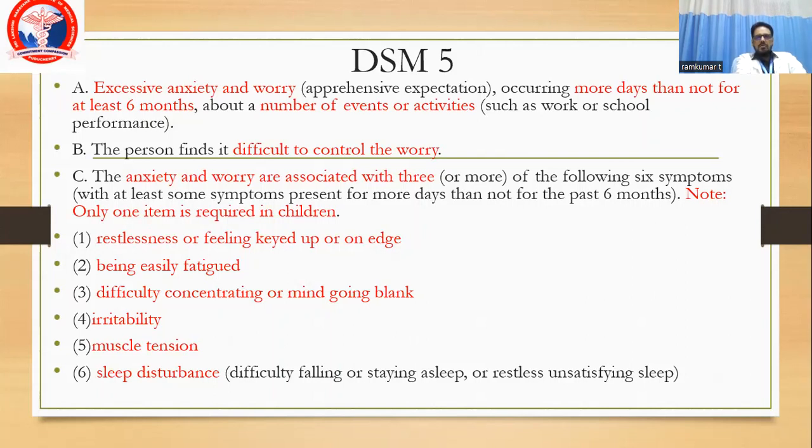C. The anxiety and worry are associated with 3 or more of the following 6 symptoms, with at least some symptoms persistent for more days than not for the first 6 months. Note: only one item is required in children. Number 1, restlessness or feeling keyed up or on edge. Number 2, being easily fatigued. 3, difficulty concentrating or mind going blank. 4, irritability. 5, muscle tension. 6, sleep disturbance.